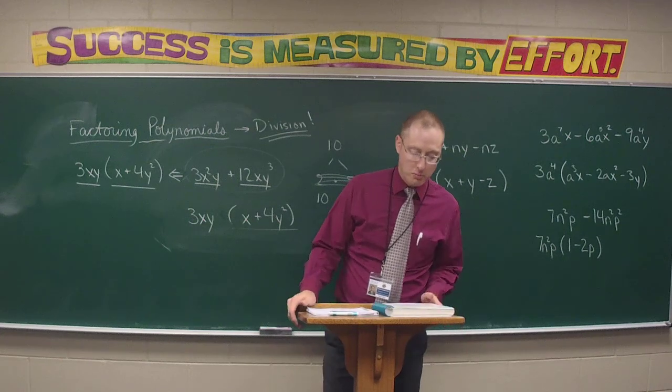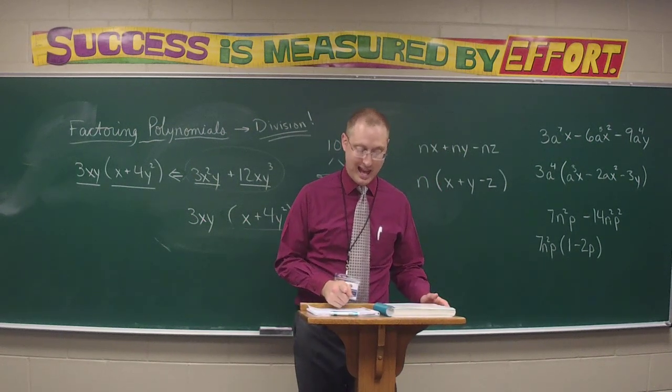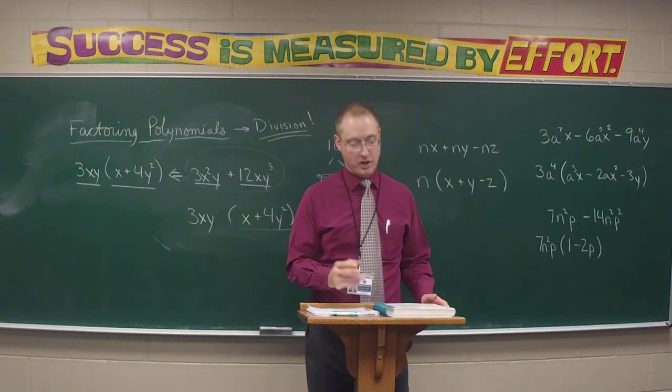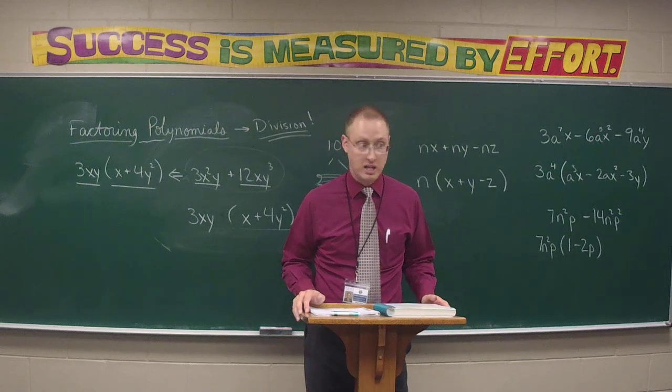Look at letter B. They have 12q cubed minus 24q squared. Notice there's a 12 common and a q squared common. They divide by the 12q squared, get a q, minus 2. Questions on B?